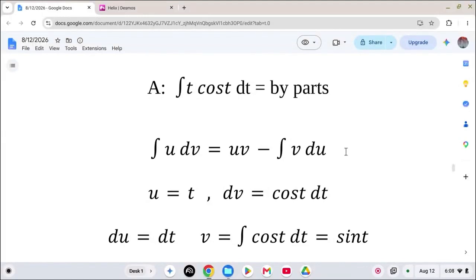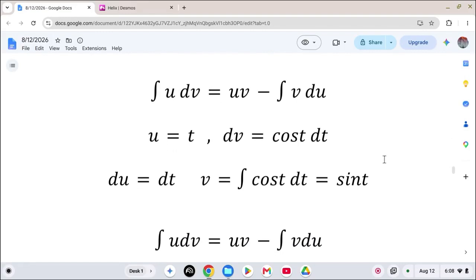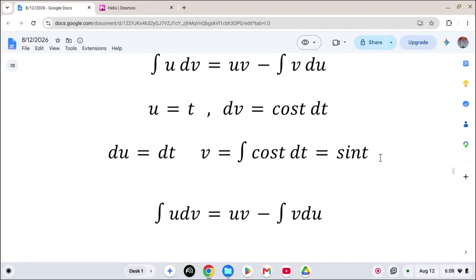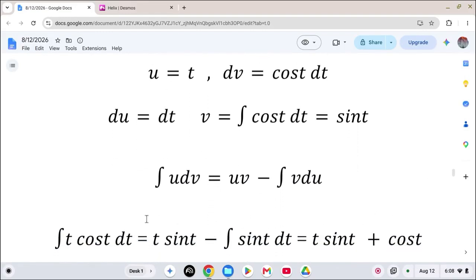Where was I? Okay. So du is dt and v is equal to the integral of cosine t dt, which is just sine t. So all right, let's put it all back together. All right, so here is uv, and now we want the integral of v dt. So here's the first part.